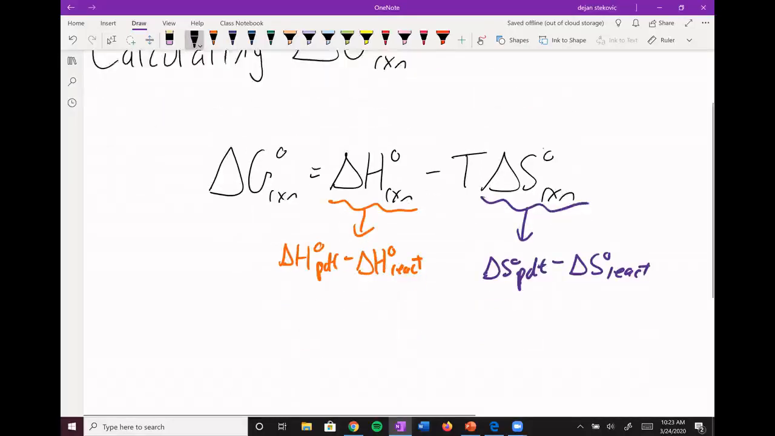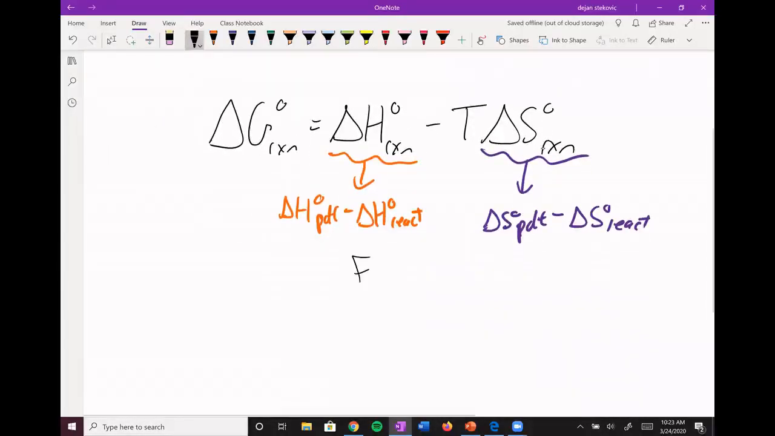So where are you going to get these things? Well, you can find them in tabulated data sets. So you can just find the value in a table, and basically if they're reactants, make them negative. If they're products, leave them as they are, and mess with the stoichiometric coefficients to make sure everything is A-okay.